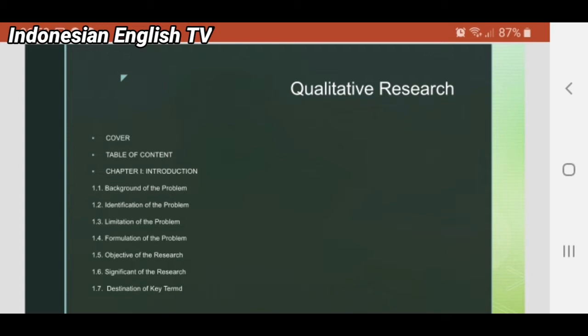And the last, number 7, definition of the key terms. So you write the definition of the key terms here. First, you need to write all words related to the title you have, and you just give brief definitions to make the reader clear what your thesis is about, or will be about.